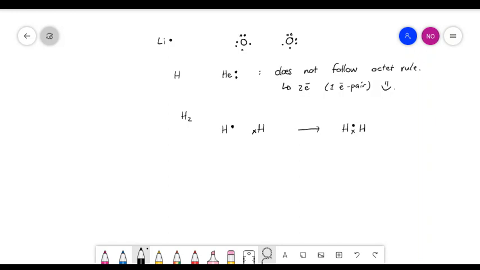How many electrons are there between those two hydrogen atoms? 2. In other words, this is 2 electrons, which means it's 1 pair. 1 pair of electrons means that this is a single bond.